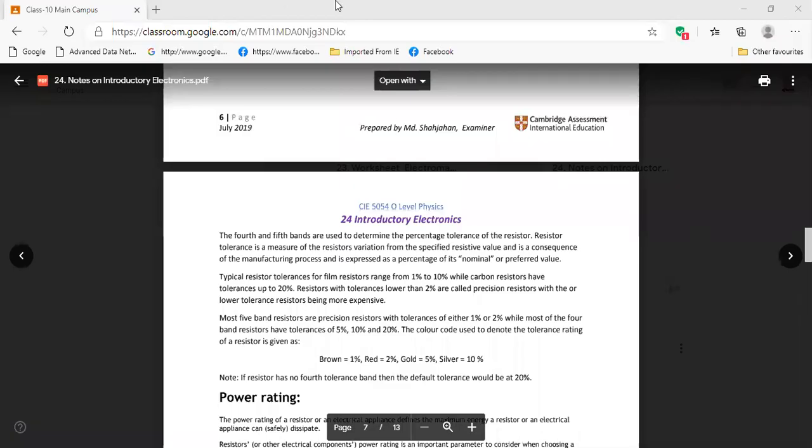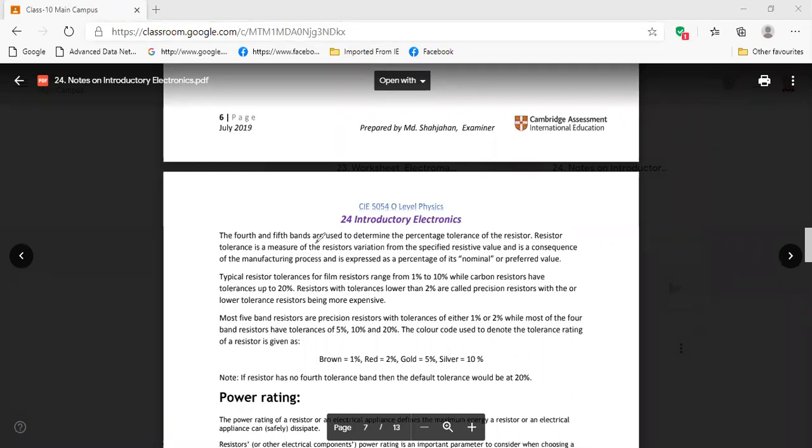Yes, sir. If a resistor has four color bands, how the fourth one will be used, that is what we are going to learn today. The fourth one is tolerance, right, sir? What is tolerance? That means plus minus, that means error.